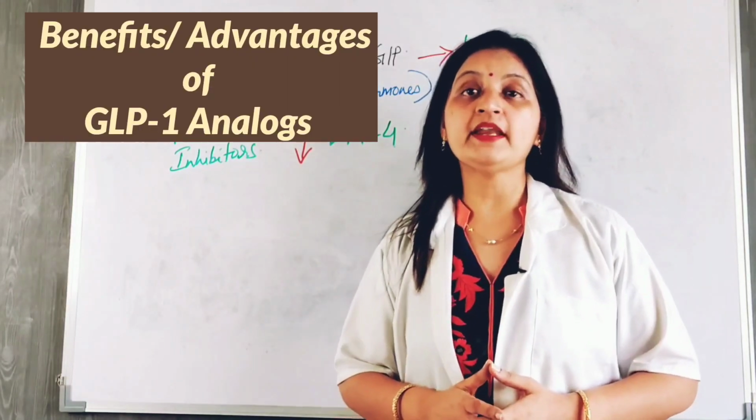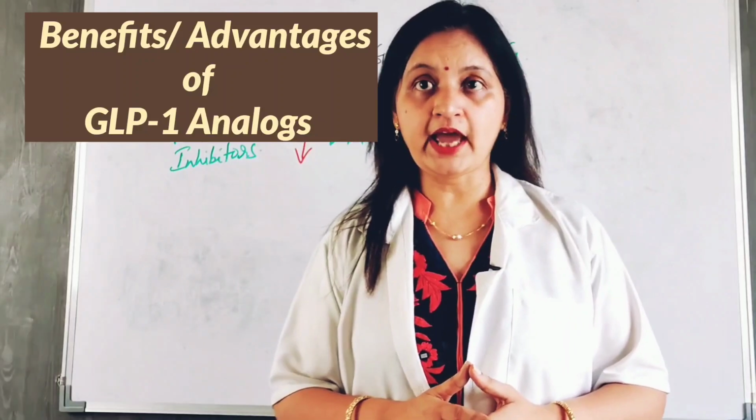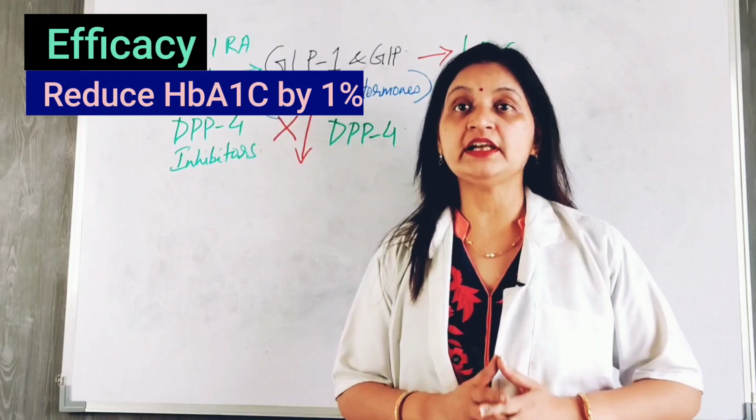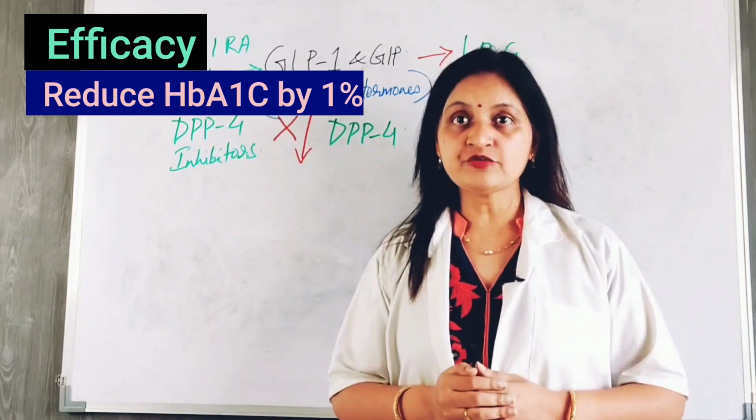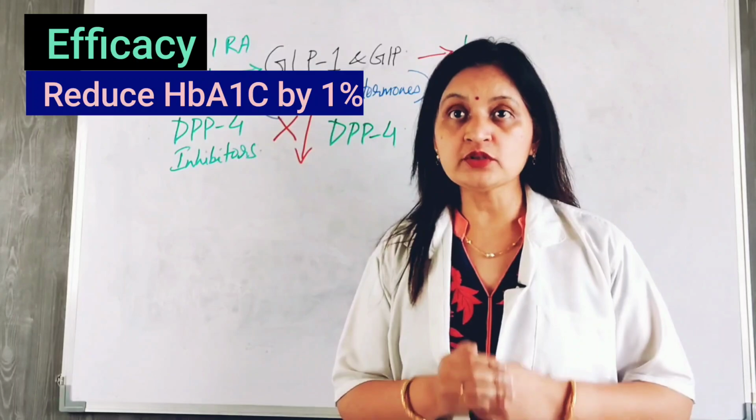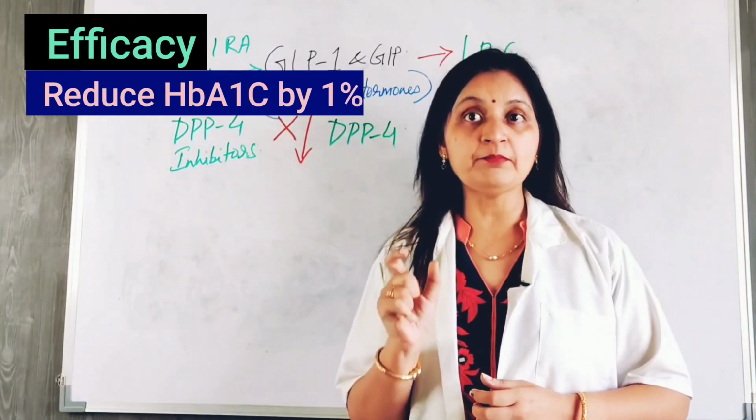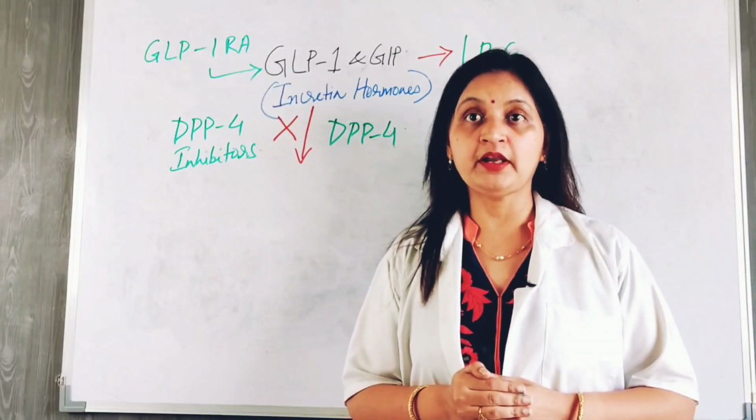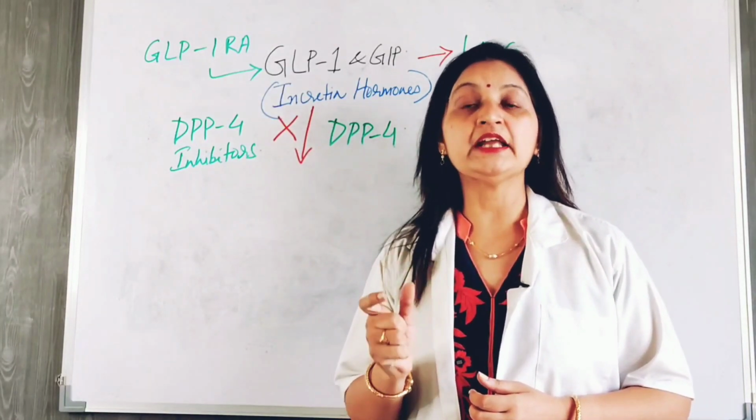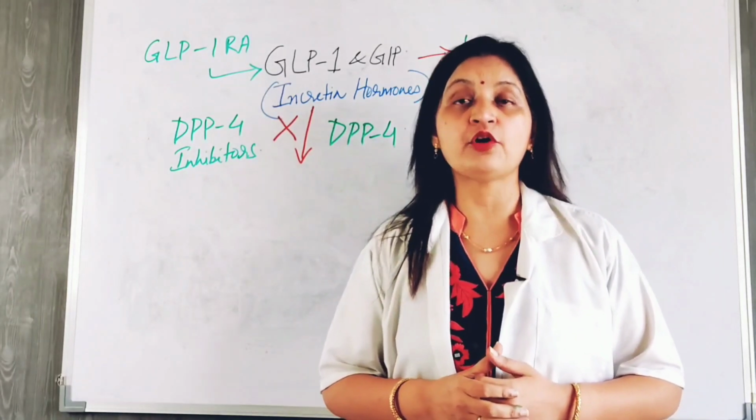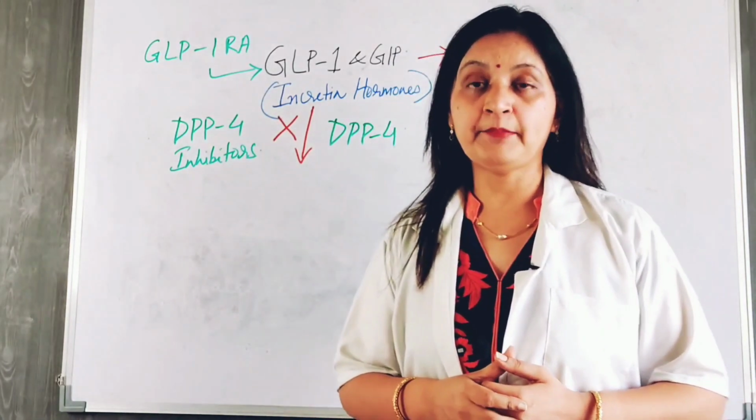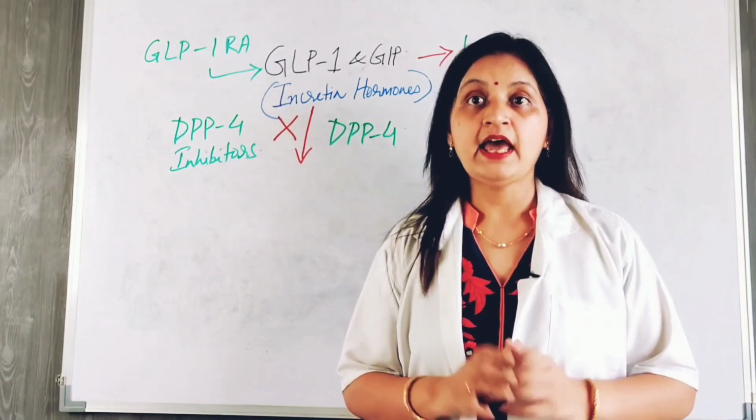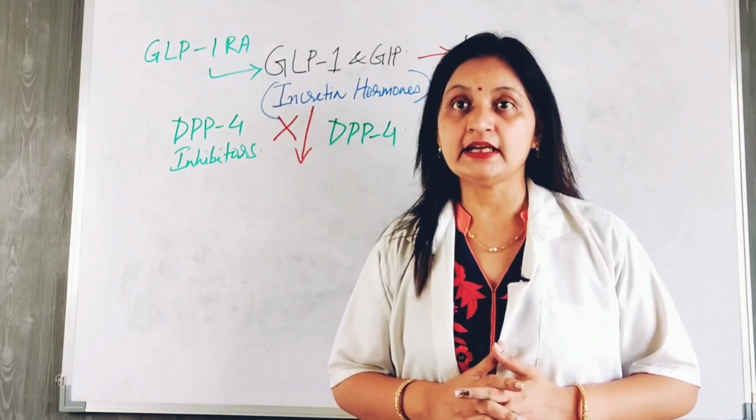Next we come to the benefits or advantages of GLP-1 analogs. In terms of efficacy, they are highly effective drugs for lowering the glycosylated hemoglobin. Studies have shown that GLP-1 analogs reduce glycosylated hemoglobin by about 1%, compared to DPP-4 inhibitors that reduce it by 0.6 to 0.8%. By decreasing the postprandial and fasting blood glucose levels, the glycemic target range is attained.